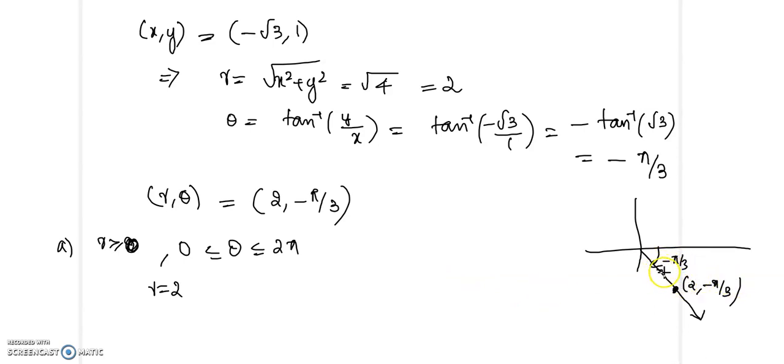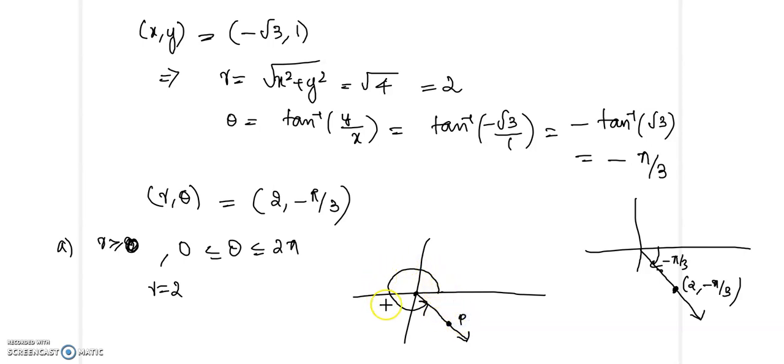If you look at this angle, so this is our ray. So if you look at this angle, we need to reach this point. This is our point P.